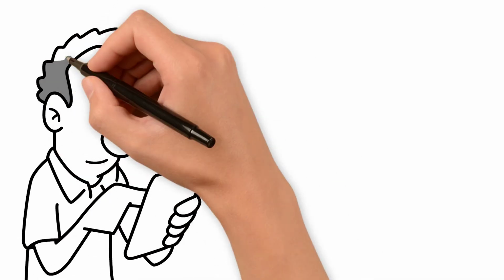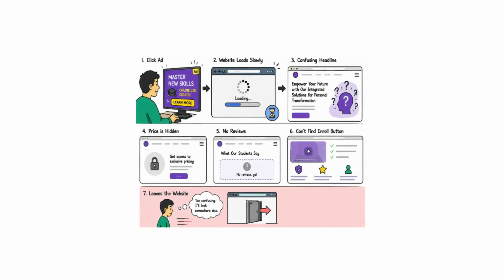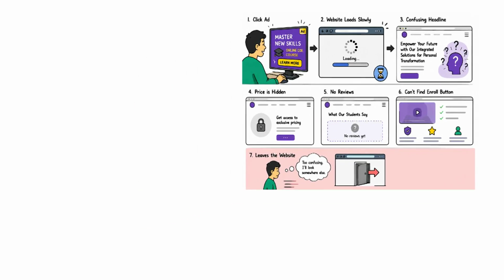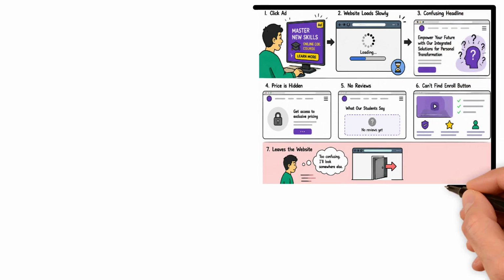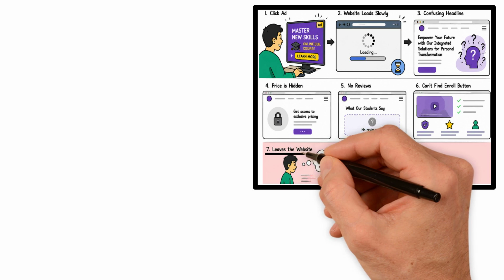Imagine you click an advertisement for an online course. The advertisement looks interesting, so you visit the website, but the page is slow. The headline is confusing. The price is hidden. There are no reviews, and the enrollment button is difficult to find. After a few seconds, you leave.